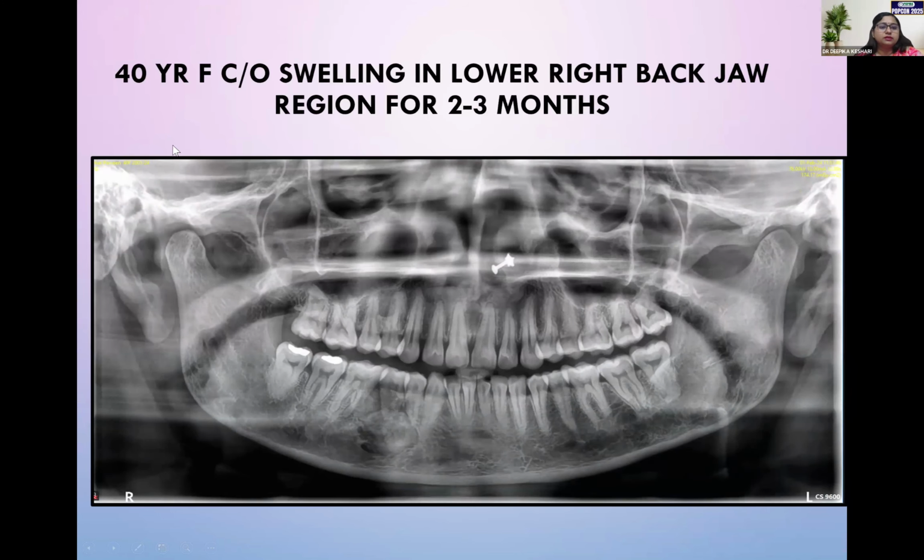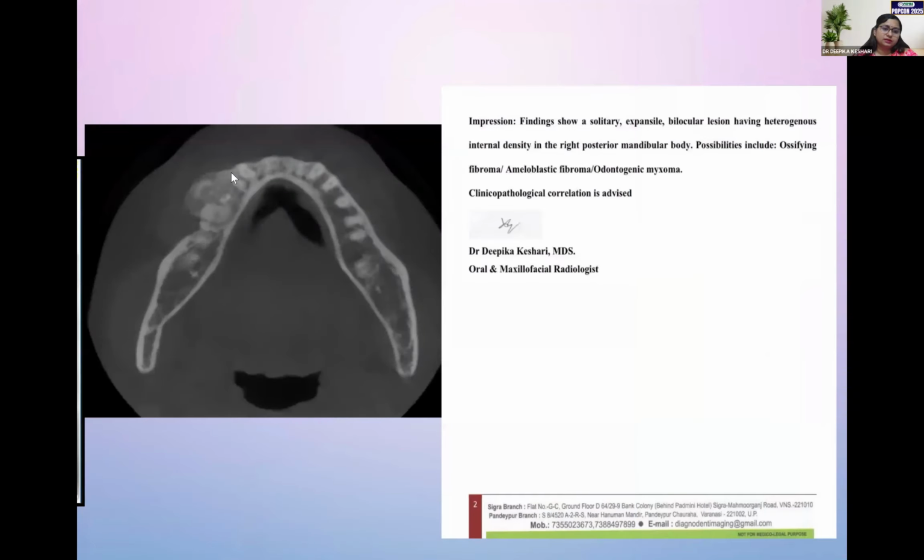Next, coming to another case, this 40-year-old female was referred to us, and she was complaining of swelling in the lower right back jaw region for 2 to 3 months. When we went for OPG, we could see that there is a lesion over here. It appears to be slightly radiopaque. However, CBCT was advised. Now, when we did CBCT, we can see that the lesion is not only limited to this part, but there is another part of the lesion which is located posterior. This is hypodense in appearance, whereas this one appears to be more radiopaque and in a more mature stage.